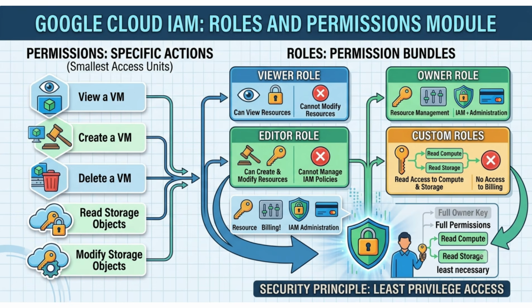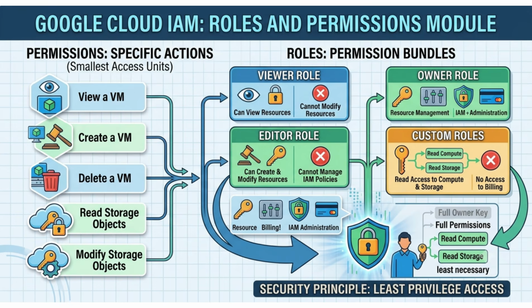Roles. Managing individual permissions becomes complicated. Instead, Google Cloud bundles permissions into roles. For example, Viewer. Can view resources. Cannot modify resources. Editor. Can create and modify resources. Cannot manage IAM policies. Owner. Has broad administrative control over the project, including resource management, billing management, IAM administration.